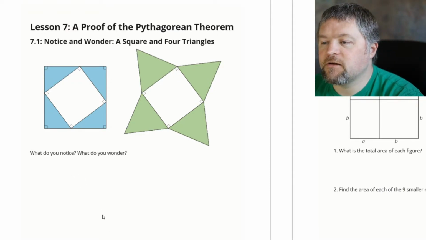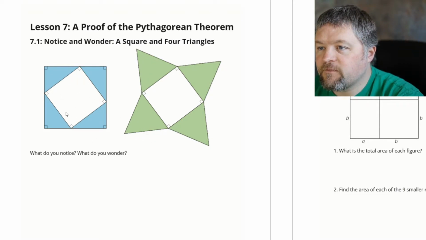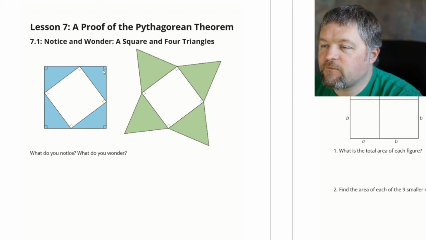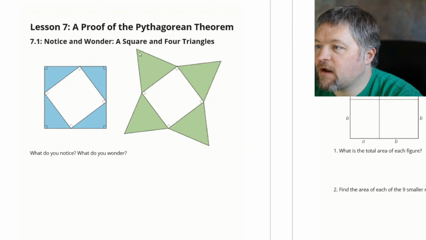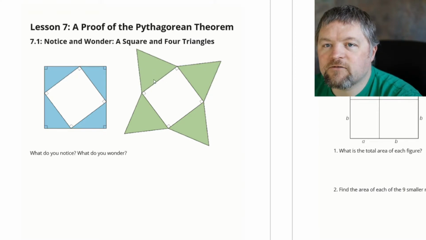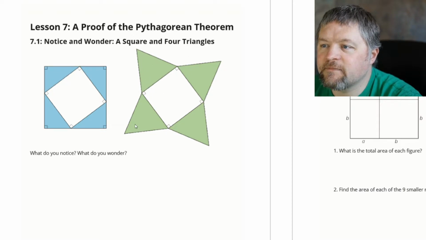Our first question here is a what do you notice, what do you wonder? A square and 4 triangles. So on the left we have a square and an outer square and 4 triangles around it. On the right, we have another square with 4 triangles around it that look to be isosceles triangles, maybe equilateral triangles. Would all these triangles be the same? Are all these angles the same? Are these 2 inner white squares the same?